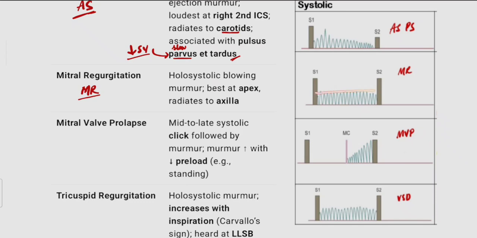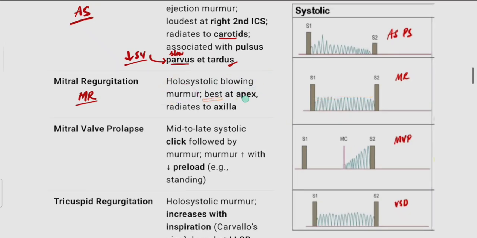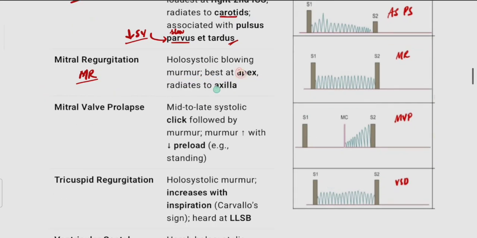So it is going to be a holosystolic blowing murmur. Best at the apex, and he's roadside, so just remember something like that, radiating to the axilla. Makes sense, right? Not a very hygienic place. So for Mr. MR you're going to remember a holosystolic murmur, best at the apex and radiating to the axilla. So A and A here.